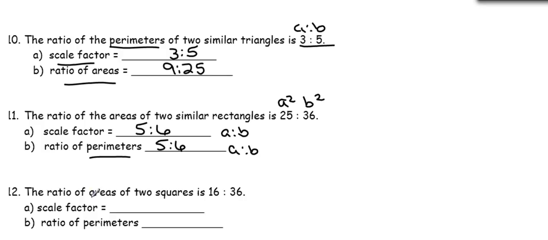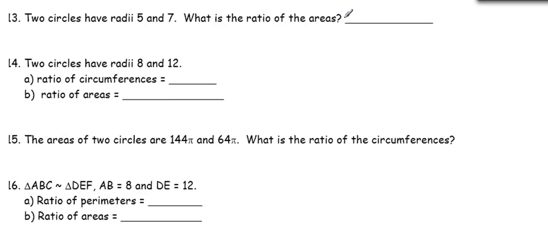The next example, the ratio of the areas. Once again, area is a comparison of a squared to b squared. The scale factor is a comparison of a to b, and so is the perimeter. So pause the video and let's see if you get what I get. And for this one, if you didn't give the reduced fraction, your answer is considered incorrect. So it's not going to be 4 to 6, it's going to be the reduced fraction 2 to 3, and so will the ratio of the perimeters.